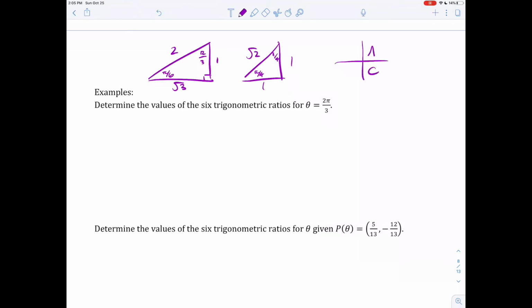And don't forget about CAST rule. So if we're looking at 2 pi over 3, we could say that cos of theta is equal to, well, in this case, cos of 2 pi over 3. In the pi over 3 family, cosine is 1/2, except that 2 pi over 3 is over here somewhere, which means that cosine is negative.